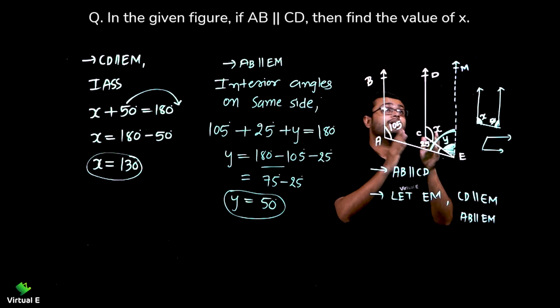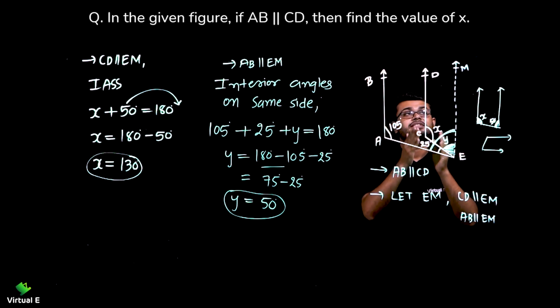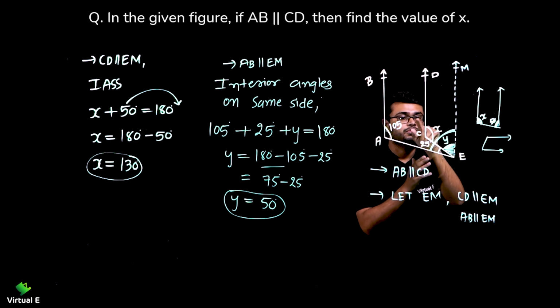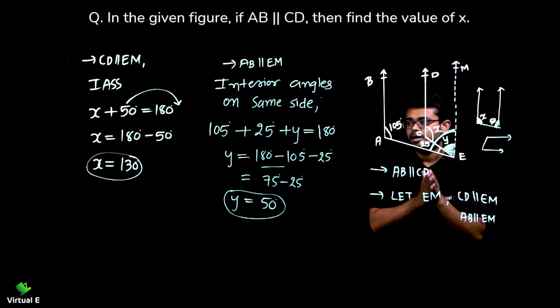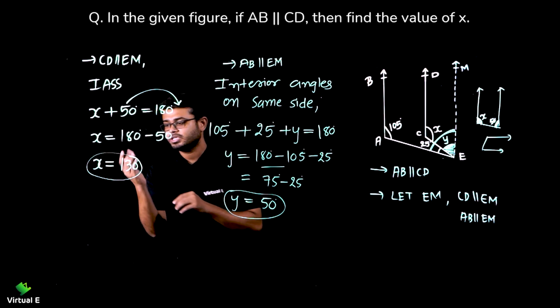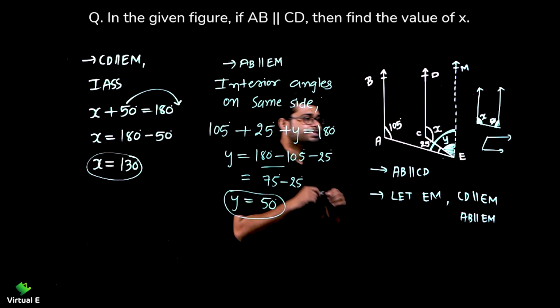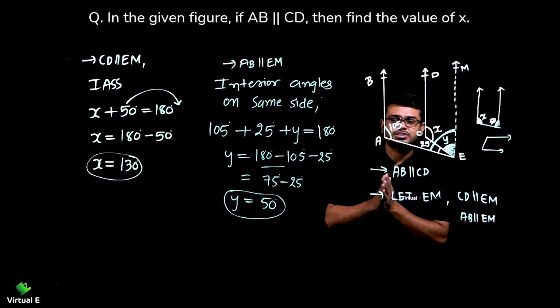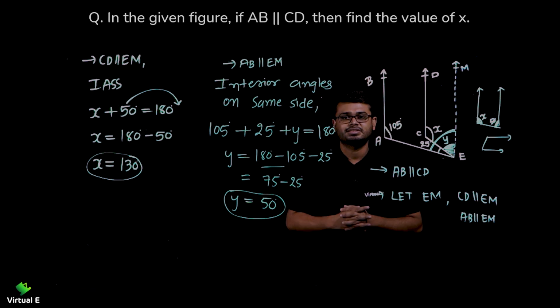Now the same we are going to do with these two parallel lines DC and ME, right? So this is x and this is only 50. So if you add them up, you are going to get 180 degrees. So you solve the equation and you get the value of x, that is 130 degrees. So this is how we find the value of x.